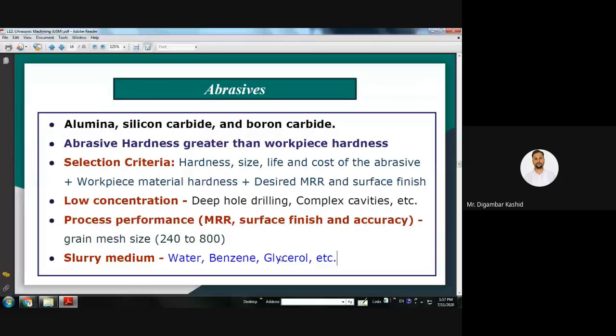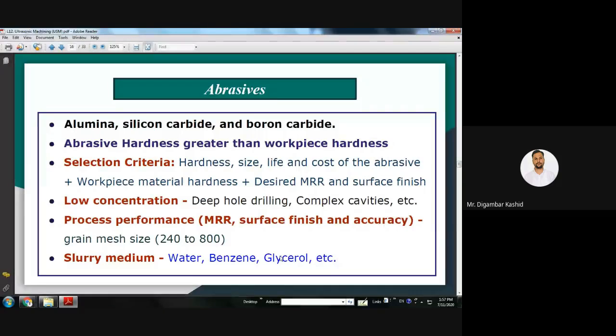Okay, and to evaluate the performance of this process, as we know, we can evaluate it using the material removal rate, surface finish, and accuracy. So these parameters we also need to consider. Now, these parameters are dependent on our average grain size. So for that purpose, normally we select the grain mesh size between 240 to 800.